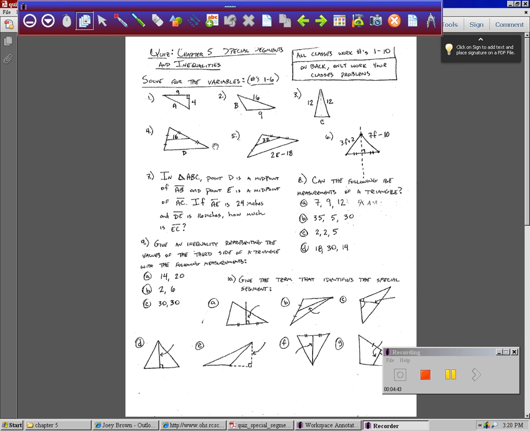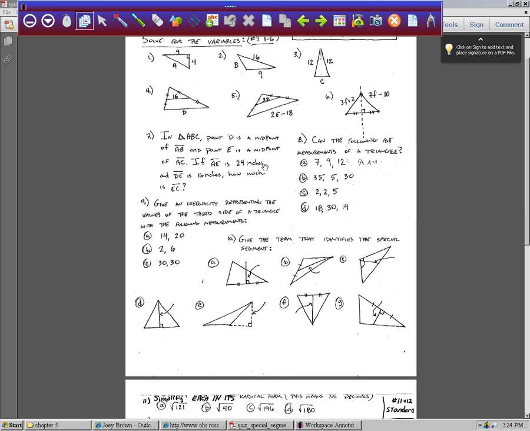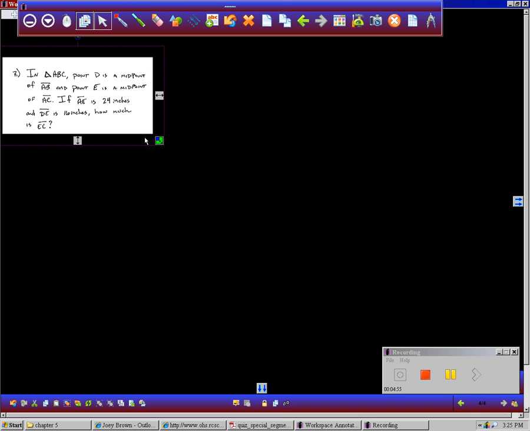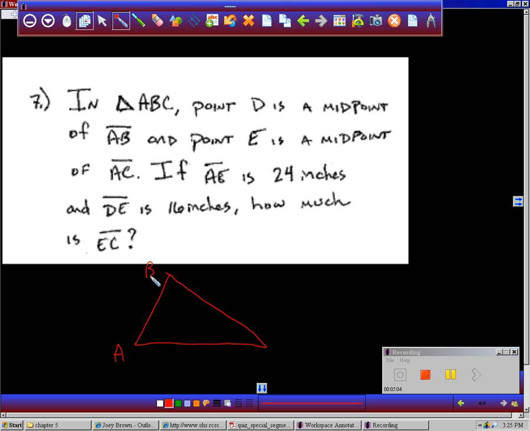Let's go to number 7, because we need to know how to do number 7. In triangle ABC, point D is a midpoint. So you have to draw a triangle ABC. Here's A, here's B, here's C. It doesn't matter how it's drawn. Point D is a midpoint of AB.